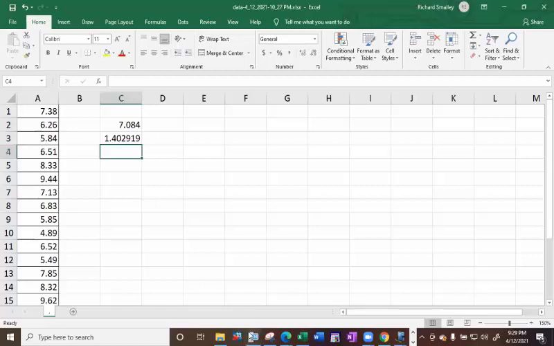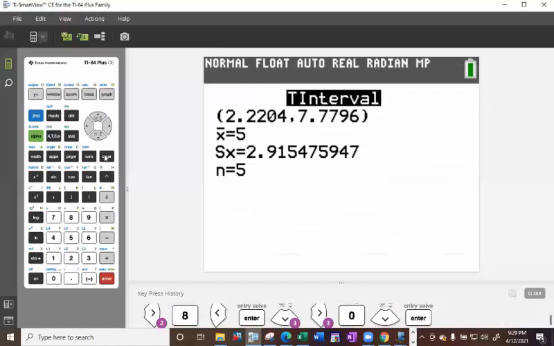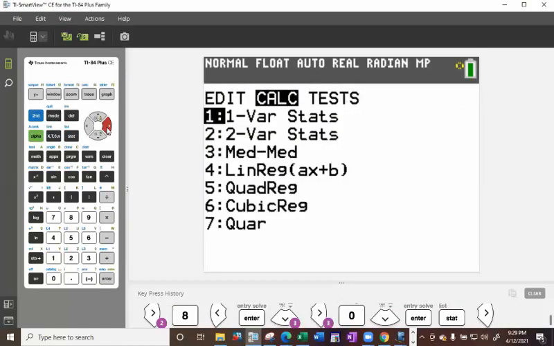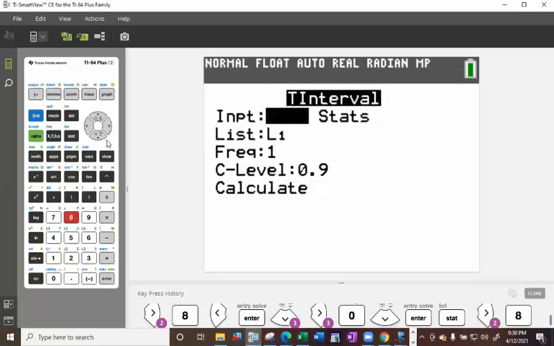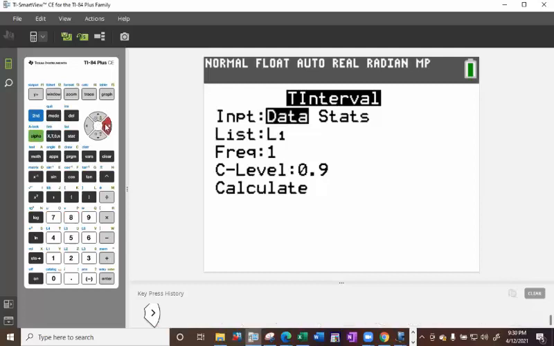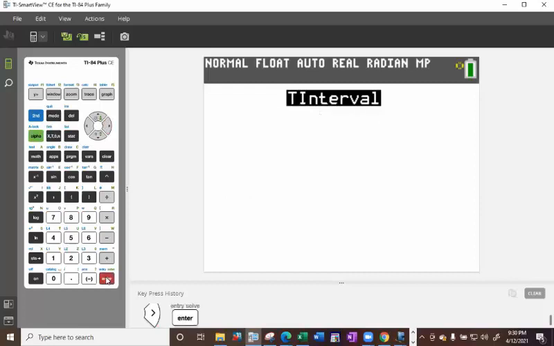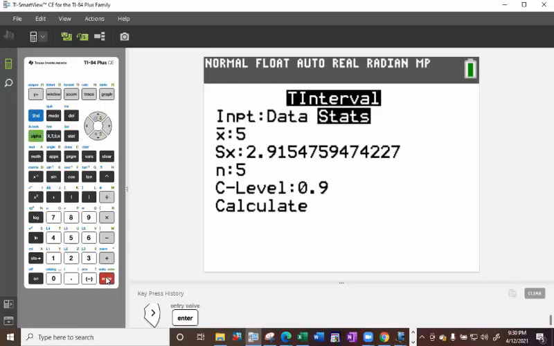Now, then I'm going to go to the calculator. If you're doing it by entering the data into the calculator, you'll want to leave it on data. But we're going to manually enter the mean and standard deviation, so we want this to be back over at stats. Typing in the data, you'd stay with data. Well, that's the values from the other data. Oh, what do we want here? 7.084.